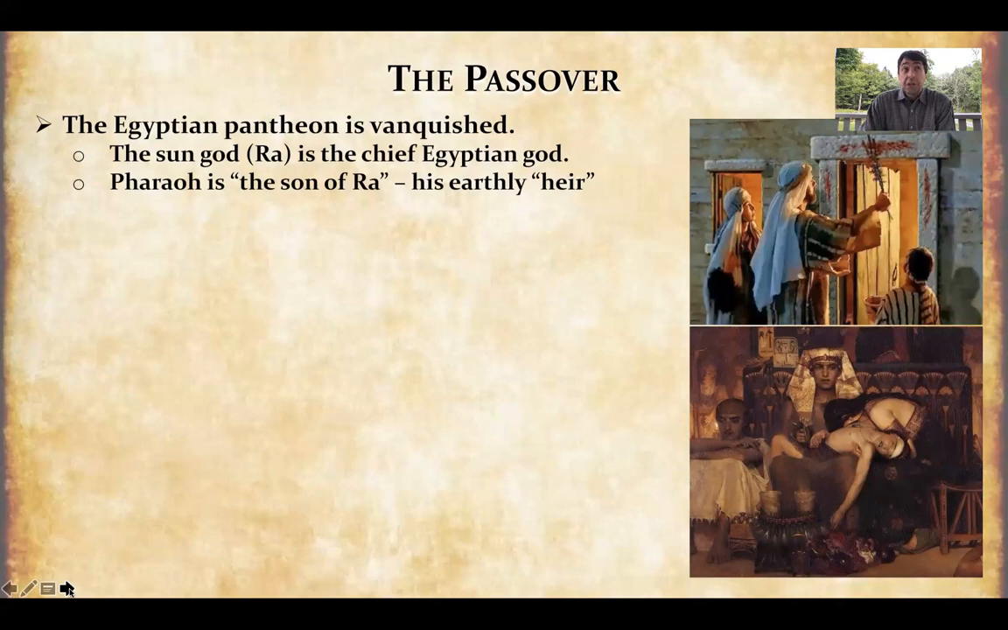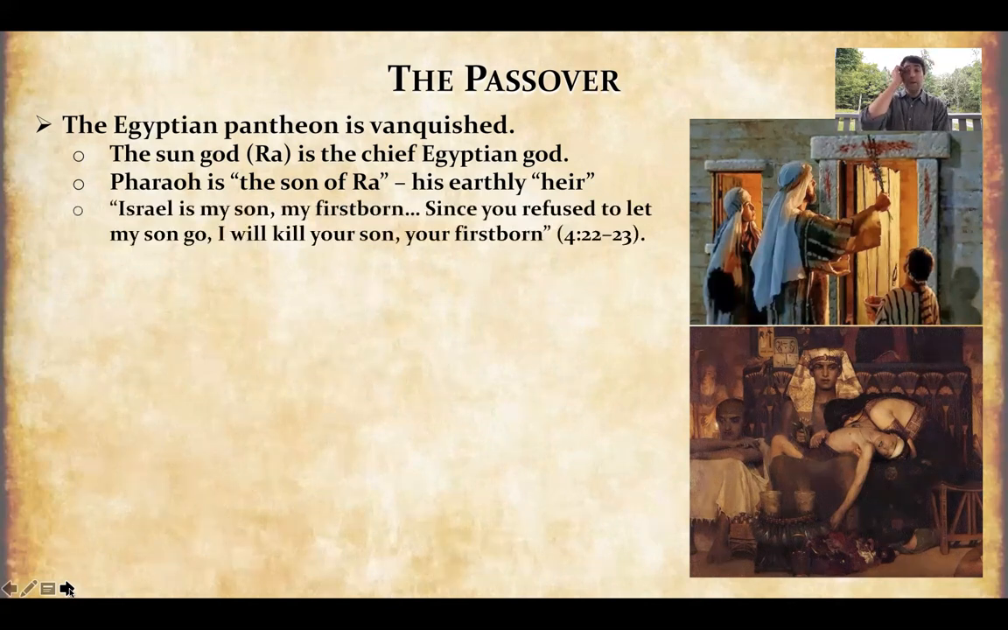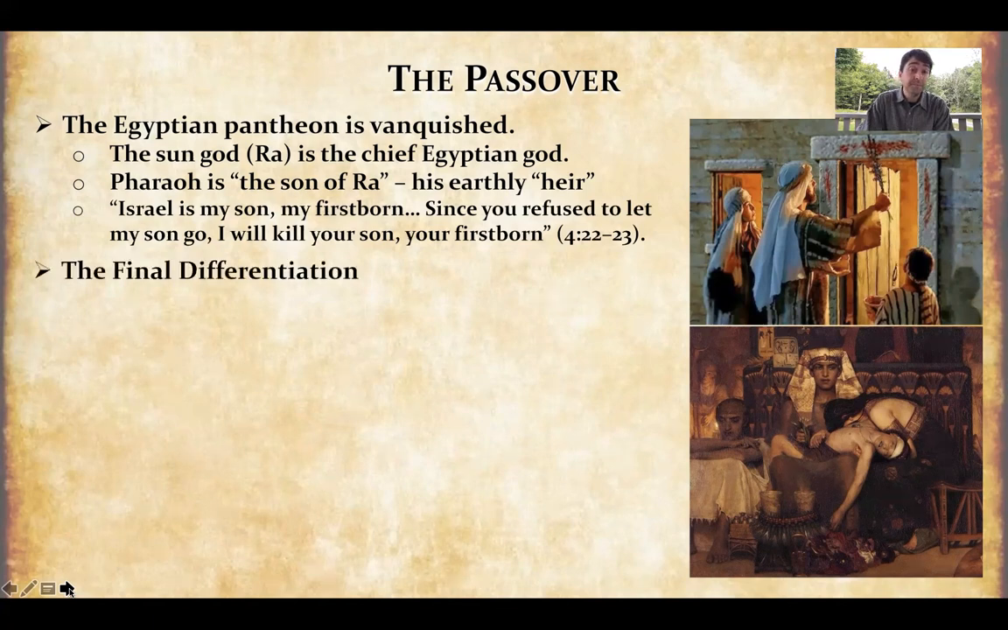And when the gods that sent you and undergird your power are knocked away, then your power is called into question. And here is where you might recall that initial threat. The thing that God says to tell to Pharaoh from the very beginning in chapter 4, say to Pharaoh, Israel is my son, my firstborn. And since you refuse to let my son go, I will kill your son, your firstborn. And this last plague is where that threat is carried out. So here you have a kind of definitive final differentiation between the Hebrews and the Egyptians.